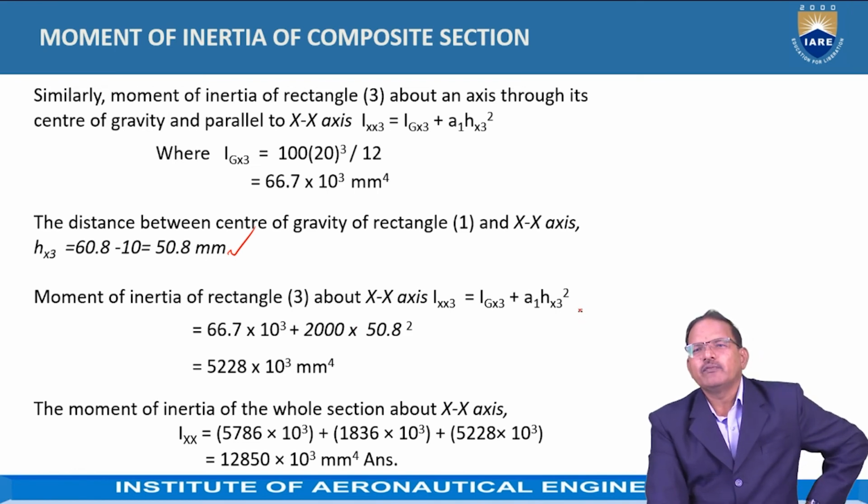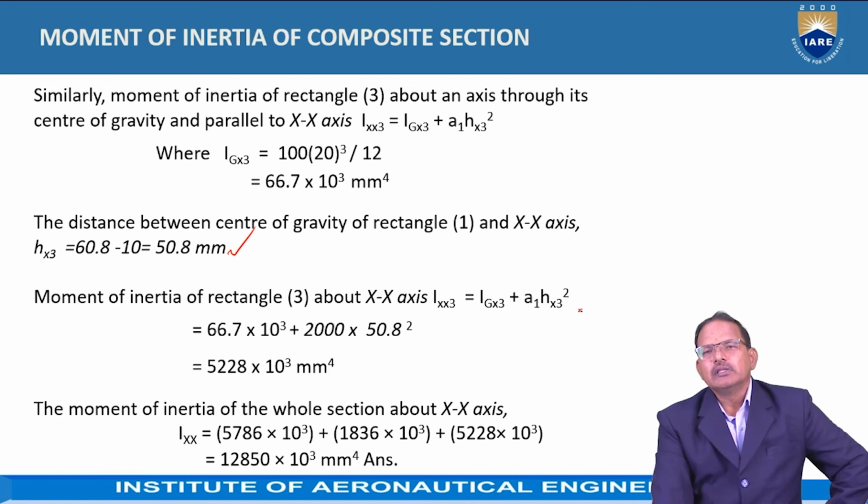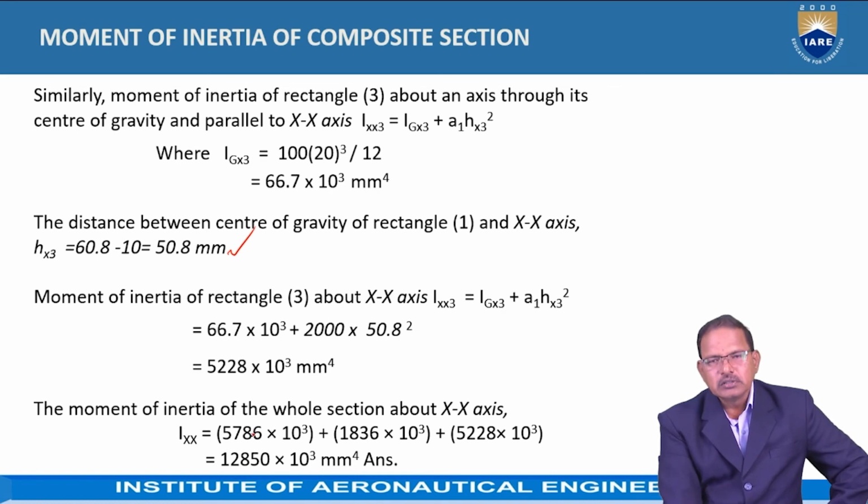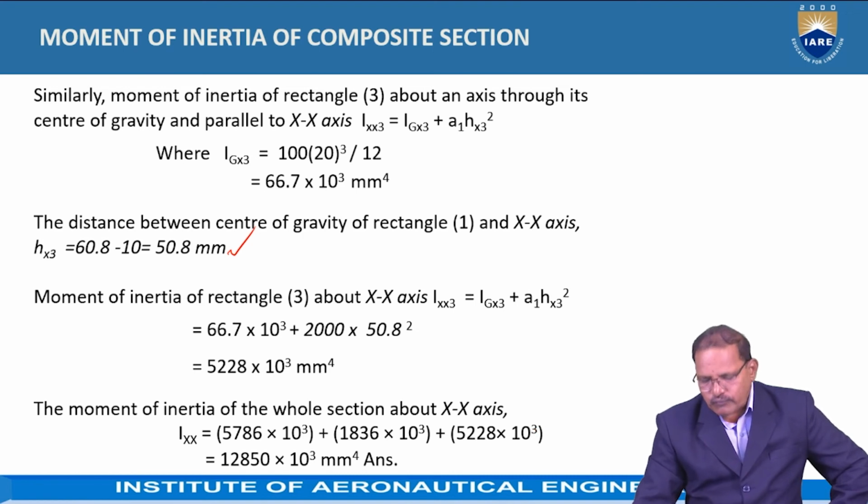So the moment of inertia of the whole section about the x-axis is given by the sum of the moments of inertia of each rectangle about the central axis of the composite figure. The sum is 5786 × 10³ + 1836 × 10³ + 5228 × 10³, which is equal to 12,850 × 10³ mm⁴. This is known as the moment of inertia of the I section about the central axis, which is parallel to the x-axis.